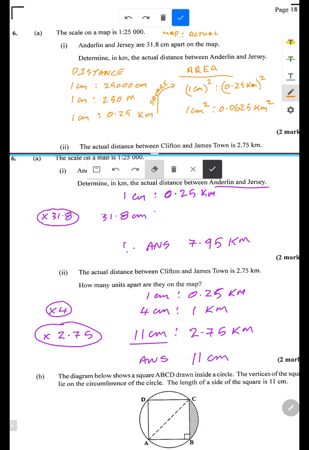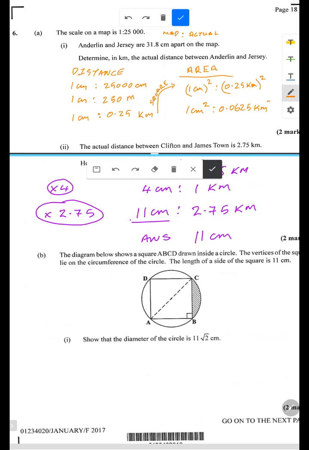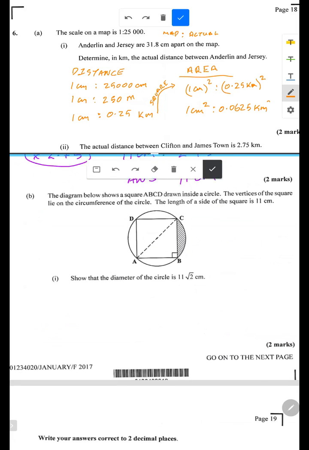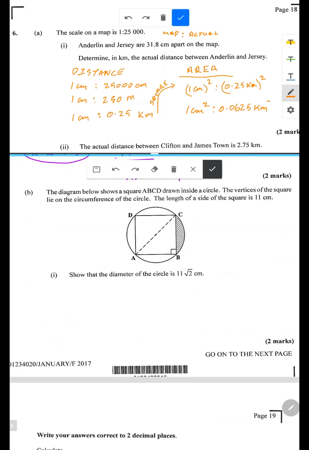This up here was the answer for this part: 7.95 kilometers. If you have any questions, just let me know. So we'll do the scale question as a ratio question, which is just to multiply and divide by values to get what you want. That's the easy way to do ratio questions, as we did in class. All right, so this question now.